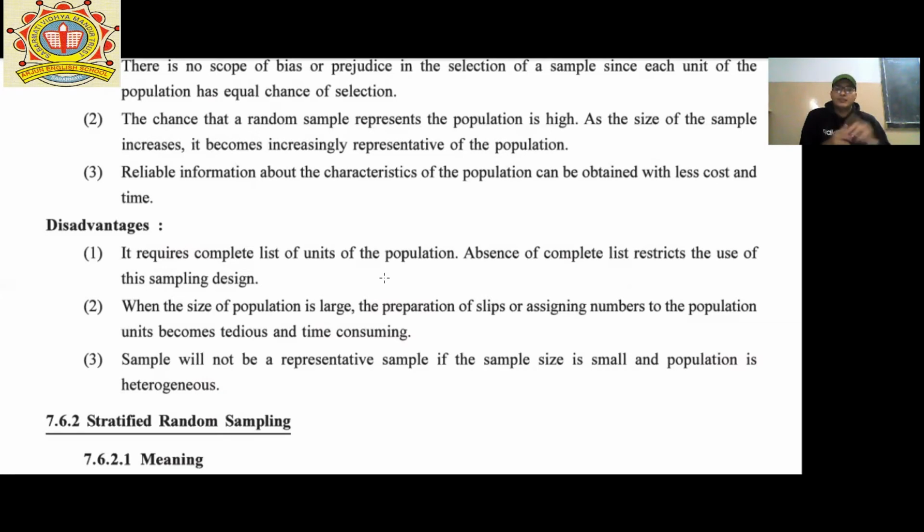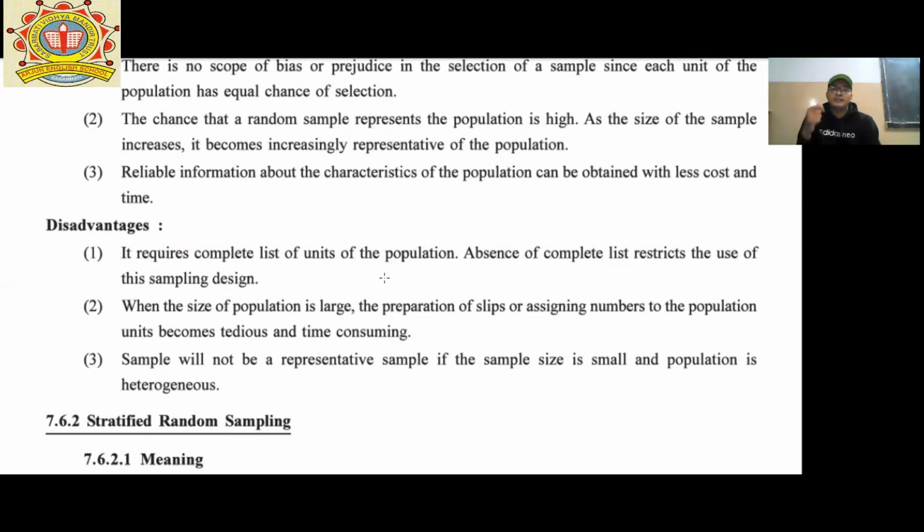Second one, when the size of the population is large, the preparation of slips or assigning numbers to the population units becomes tedious and time consuming, because the population size is large, so we have to assign the numbers under random number techniques. There are three techniques: LHC Tippett, Fisher and Yates, and American Rand Corporation, in which we have to apply the numbers. If the population size is more, then it is more time consuming to give the numbers to the population. So it is time consuming.